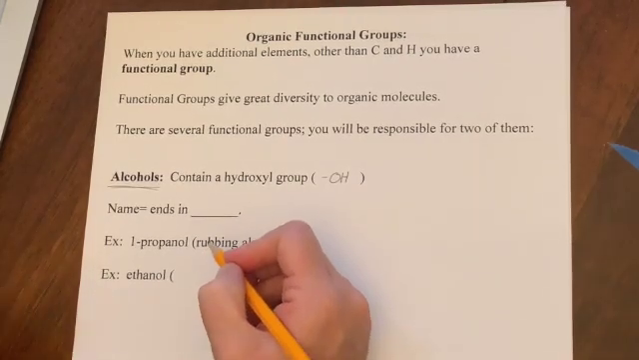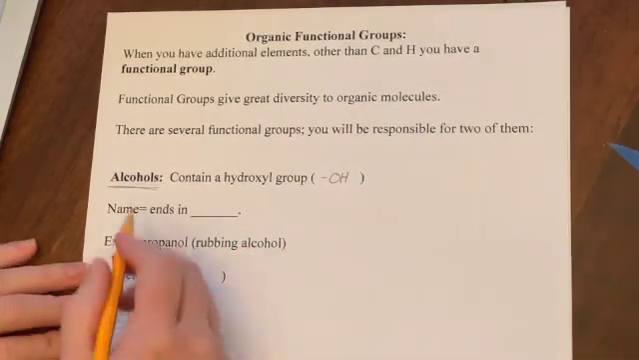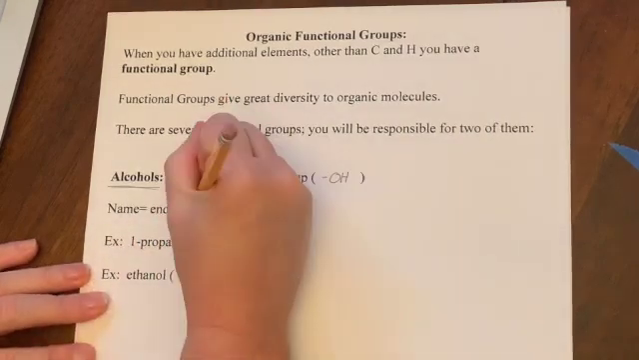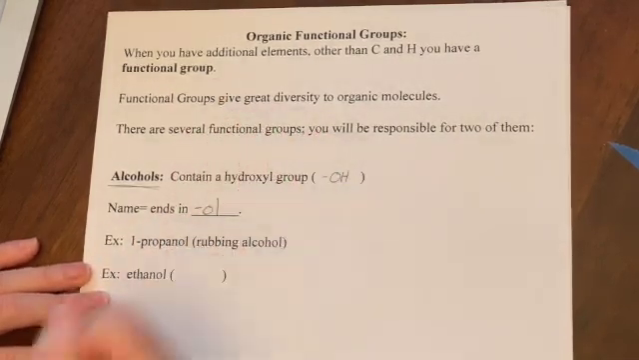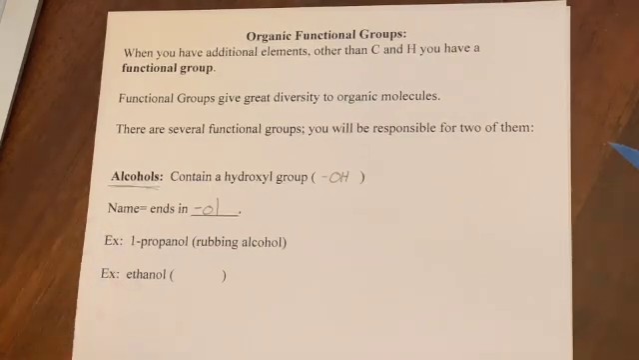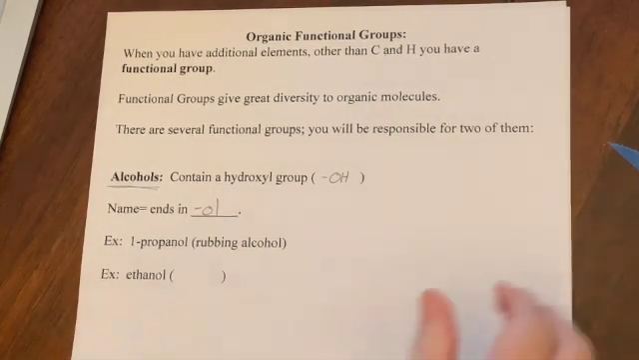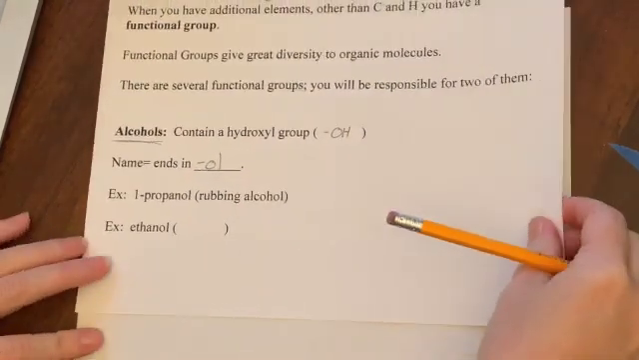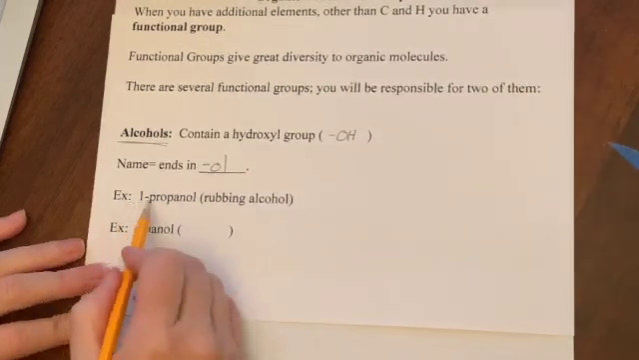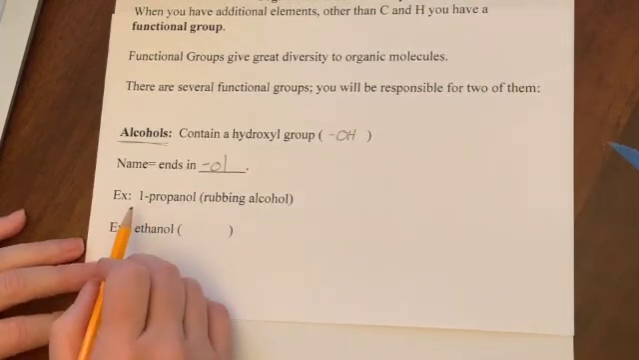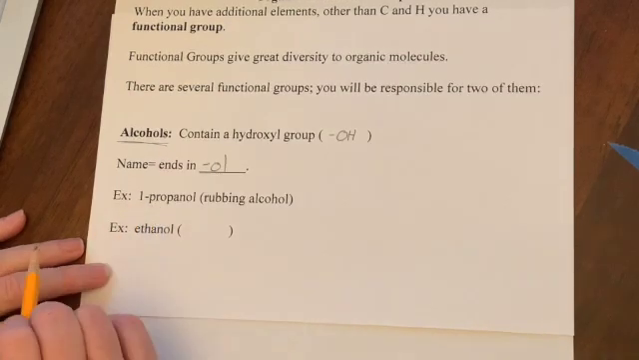Remember, oxygens want only 2 bonds. Okay, alcohols all end in the ending -ol. All right, and you can get some different types of ones that you certainly have heard of before. All right, so for example, let's start out with 1-propanol.